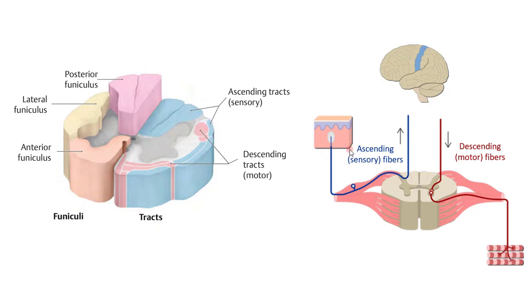Individual tracts are either sensory or ascending tracts, which conduct nerve signals from the spinal cord to the brain, or motor or descending tracts, which conduct nerve signals from the brain to the spinal cord. This image shows sensory tracts in blue shading and motor tracts in red shading on one side of the spinal cord. However, keep in mind that the spinal cord is symmetric. Both sensory tracts and motor tracts are on both sides of the cord.